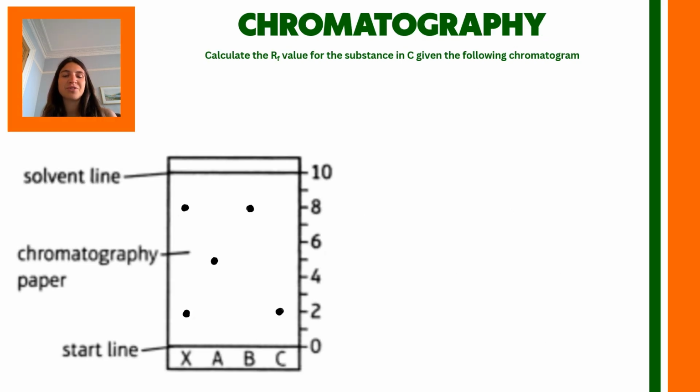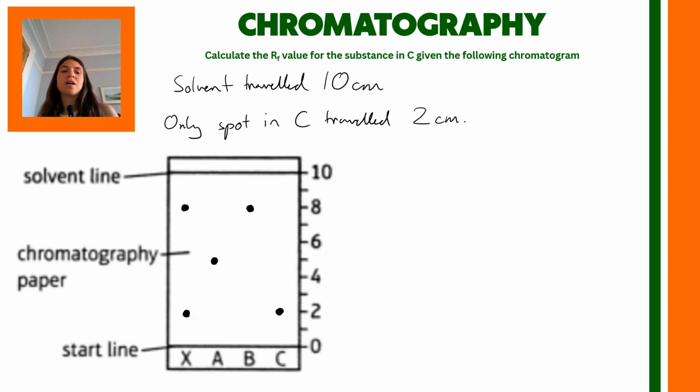Okay, now chromatography. Calculate the RF value for the substance in C given the following chromatogram. So you've got the picture there, you've got the start line, you've got the paper, and you've got the solvent line. So you need to look at the distances that things have travelled here. The solvent has travelled 10 centimetres, and the only spot in substance C has travelled 2 centimetres.